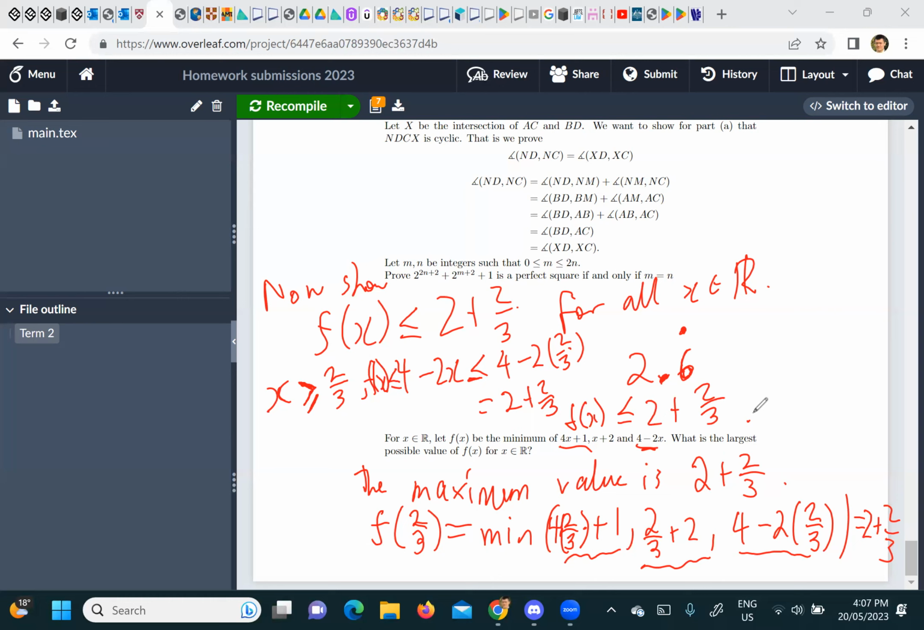Okay, well, what's the other case? Well, the other case is x is less than 2/3. So if x is less than 2/3, then f of x is less than or equal to x plus 2, which is less than 2/3 plus 2. And that's the whole proof, yeah?